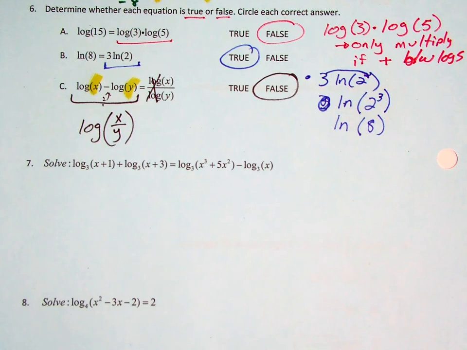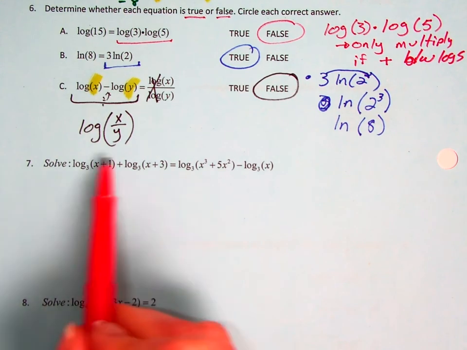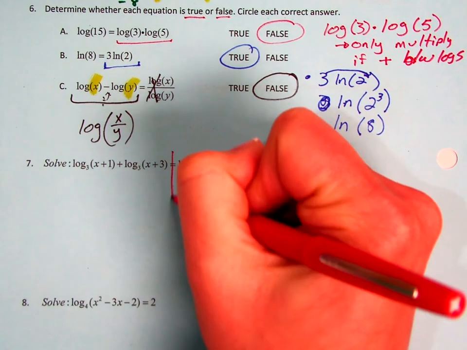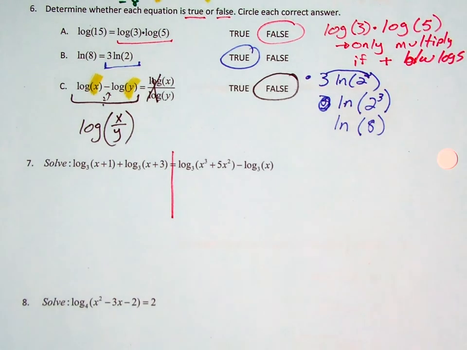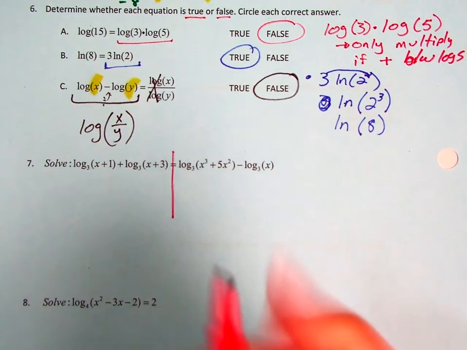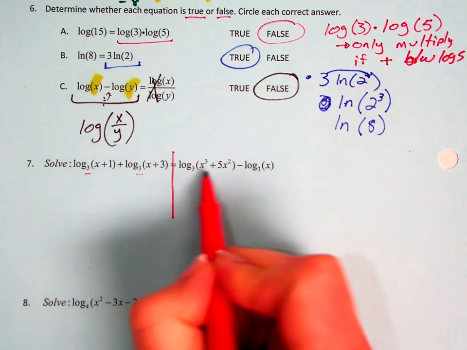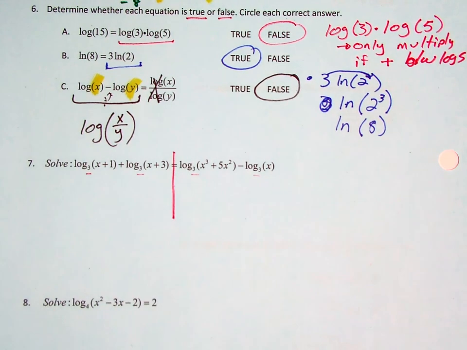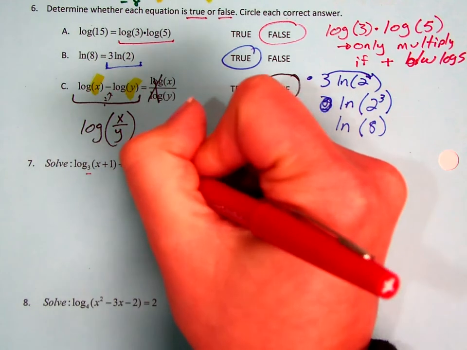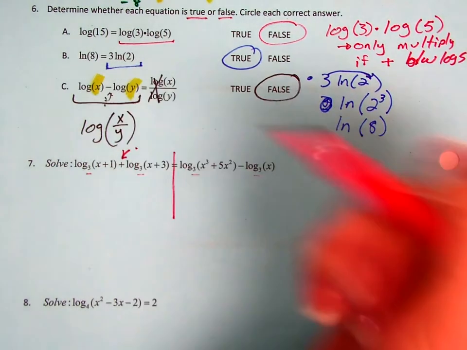All right, number 7. So now we've got a whole bunch of logs happening on either side of this. So what our goal should be is whenever we see logs on both sides, and we notice they all have the same base, we need to combine the logs on each side so that then we can cancel them out. So between here is addition, which really means we're multiplying.